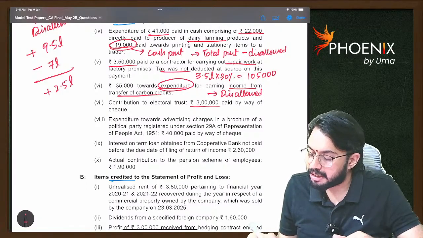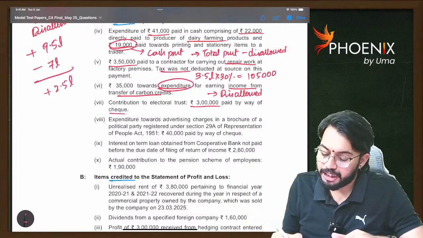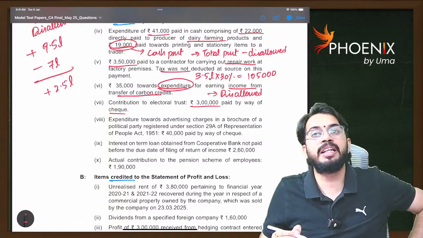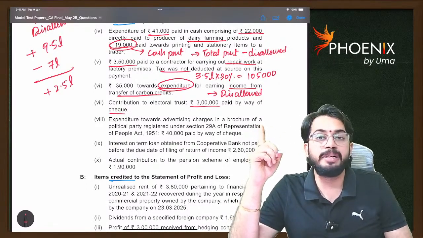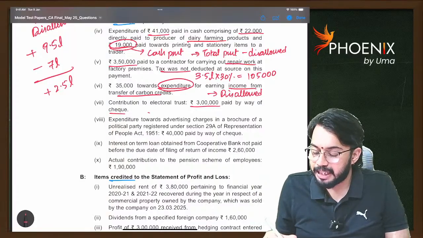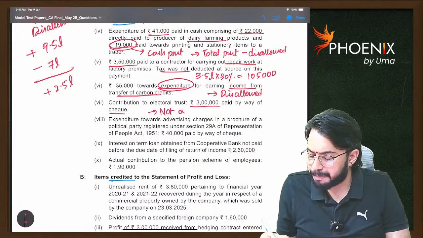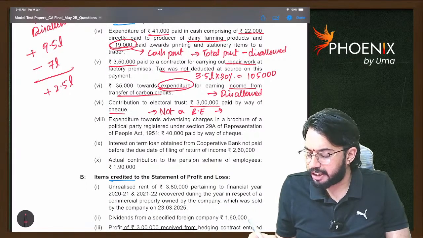Contribution to electoral trust, 3 lakh paid by way of cheque. Contribution to electoral trust is a political party donation, allowed as deduction under section 80GGB. It is not allowed as business expenditure. This is not a business expenditure. This is not allowed as deduction. That is to be disallowed.